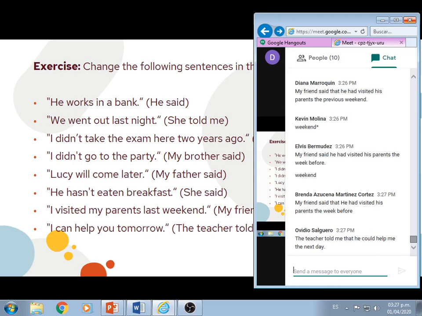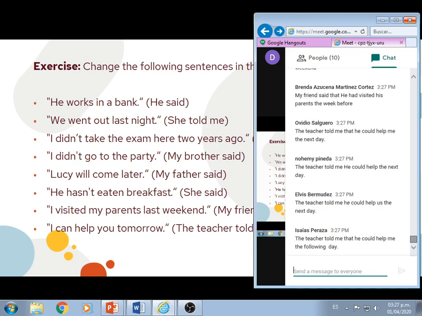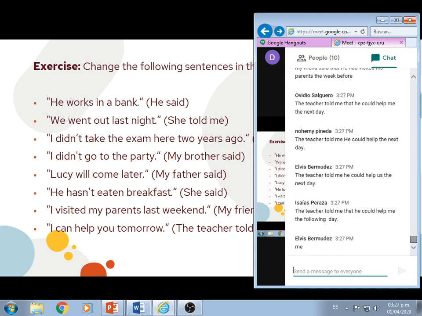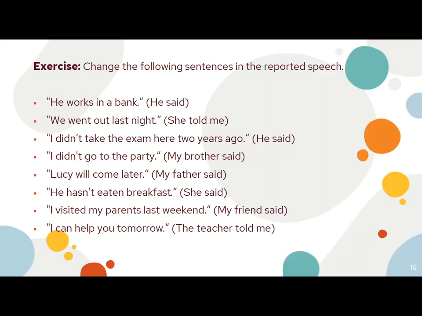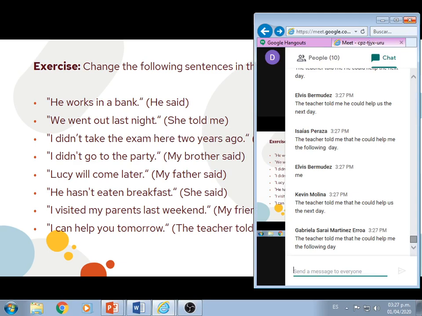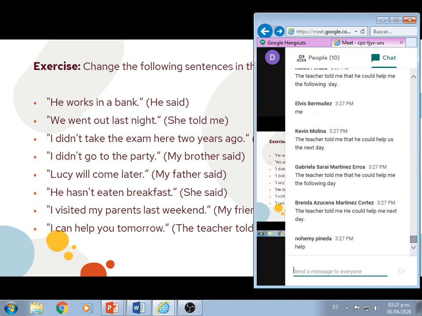The teacher told me that he could help me the next day. Perfect. He could help me the next day. The teacher told me he could help us, in the case it is a group. You take it as a plural form. The teacher told me that he could help me the following day, or the next day. Either you use the next day or the following day, it's correct.